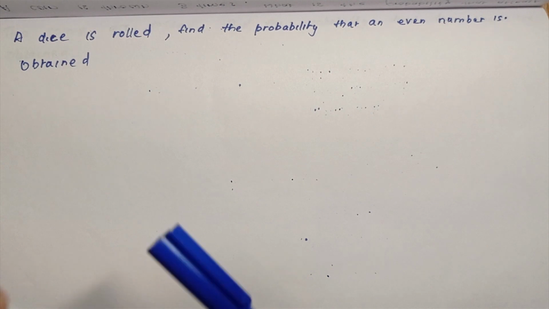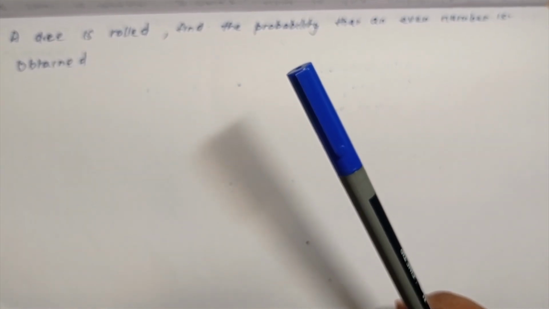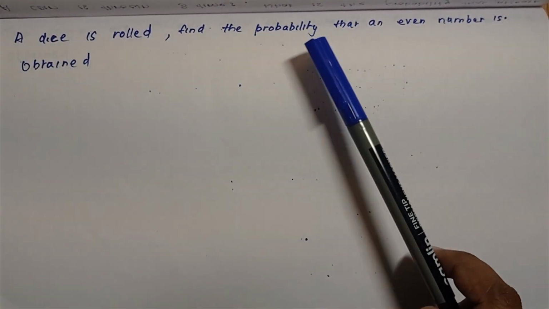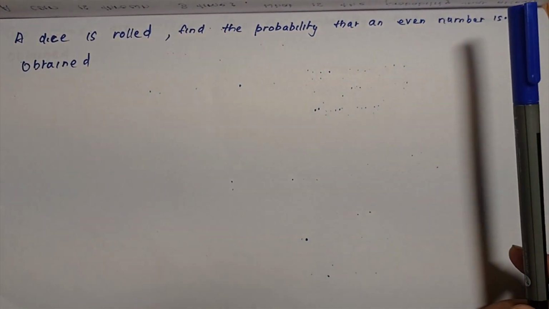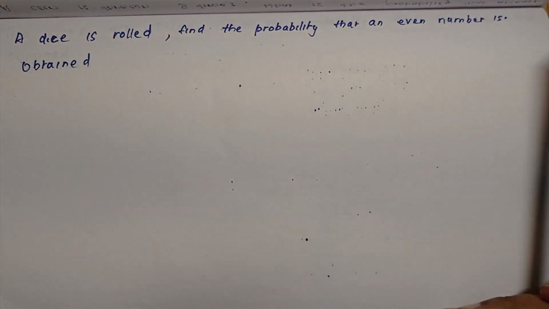So here I have given the problem: when a dice is rolled, find the probability that an even number is obtained. So that is the problem.